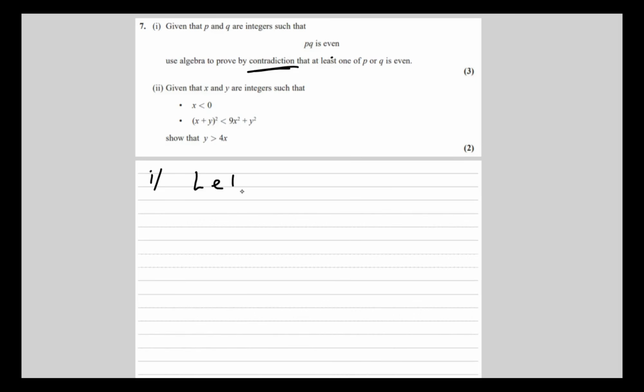So let P and Q be odd. And how can we do that? How can we make P and Q odd? We can say P is 2 times an even number plus 1. That makes it an odd number. And Q is 2 times a different even number plus 1. So they're both odd. We're assuming they're both odd. And then we're going to show that this is a contradiction.